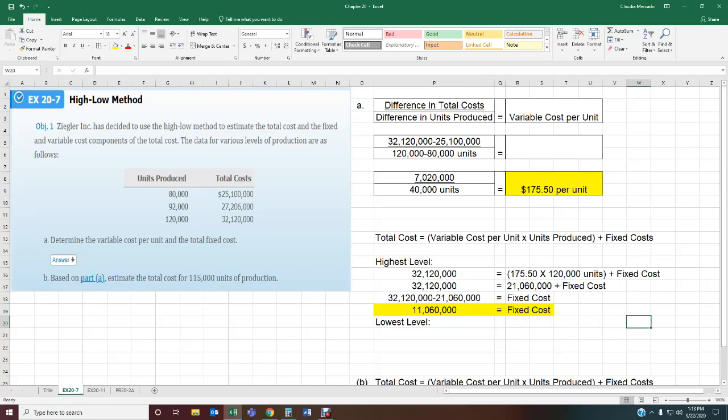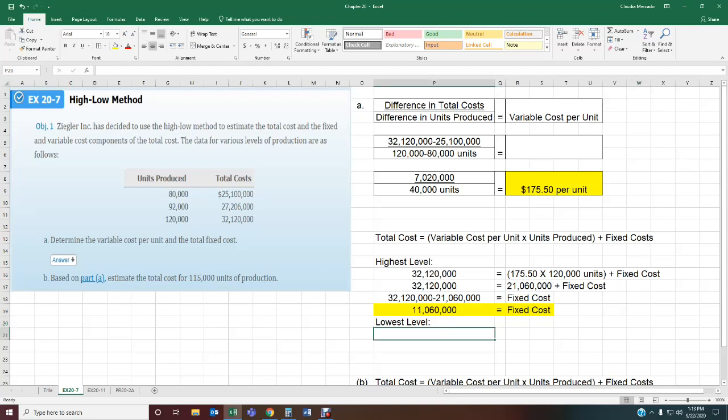All we're doing is we're solving for the component that we're missing, which is my fixed cost. We have the total cost, we have the variable cost, and we have the units produced. What we're missing is that fixed cost component. Okay, so we're going to plug in everything we have. Once we plug it in, we move this number over to my other side so I can leave my fixed cost alone on the right-hand side. And then I can calculate that my fixed cost is 11,060,000. Okay, now that is for my highest level.